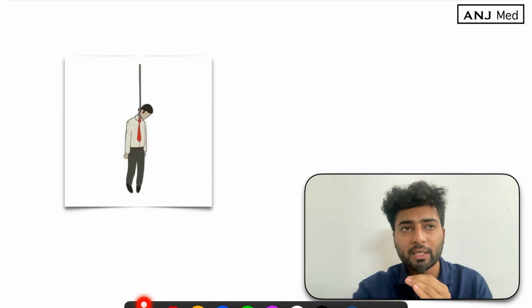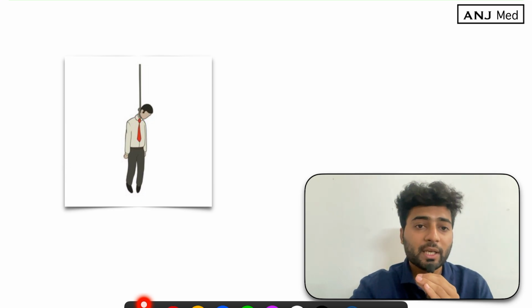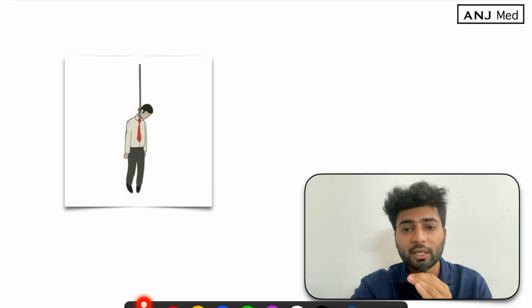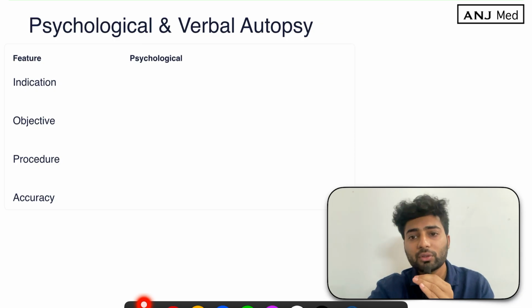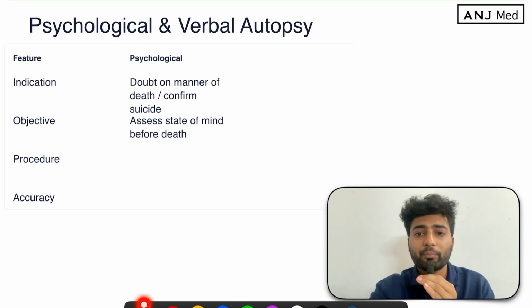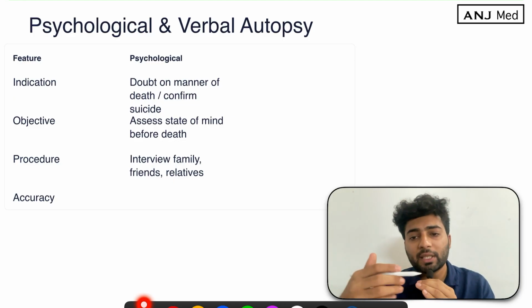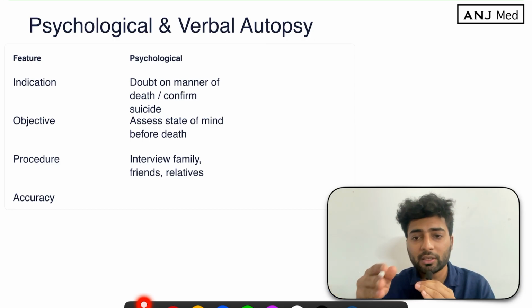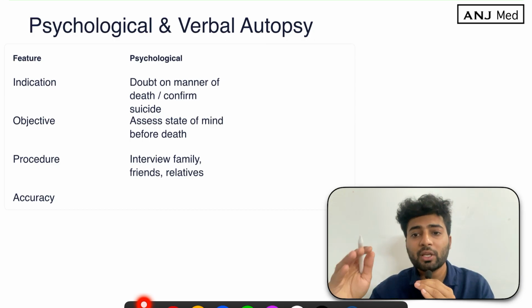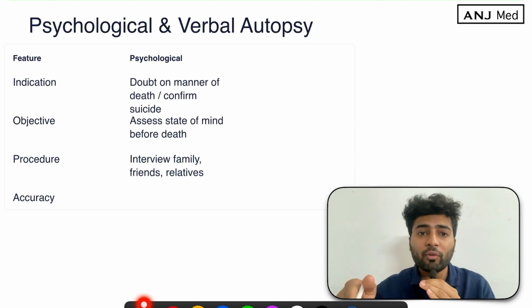Now in case of hanging, let's say a person was found hanged in the room and the relatives are saying that he has not committed suicide, he has been killed. As in the Sushant Singh Rajput case, where everyone was saying it was murder. Here we do a type of autopsy which is psychological autopsy. There are people who will interview the family members and relatives, and they'll ask questions about the deceased person's state, was he taking drugs, changes in his behavior, etc. Based on that they will confirm the suicidal death.